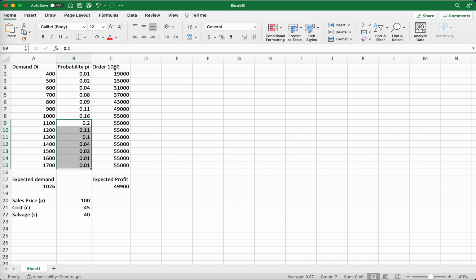Now this is if you order 1,000 items. So as you can see, when you order 1,000 items, starting from 1,000 all the way down, the profit will remain the same because even though your demand is higher, you cannot satisfy that demand. You can only satisfy the demand up to the point that you've made. So what if we order 1,100 items, right? What if you order 1,100 items?